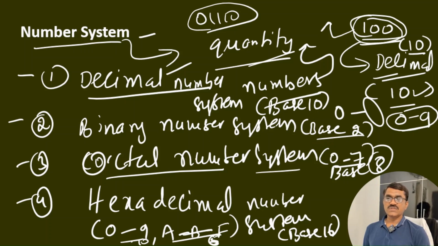Octal number system is having the base 8. Hexadecimal number system is having the base 16. We will see each one with an example, but the important thing you should remember is mainly the decimal number system and the binary number system. And also we can convert a number from one number system into another number system.